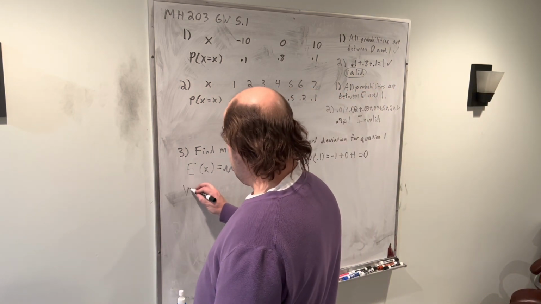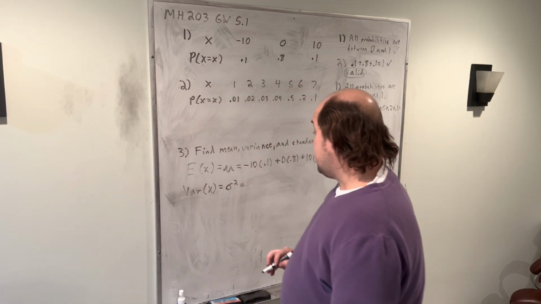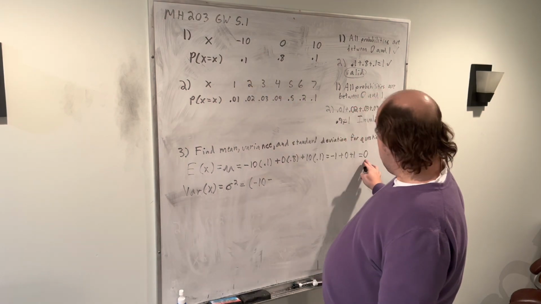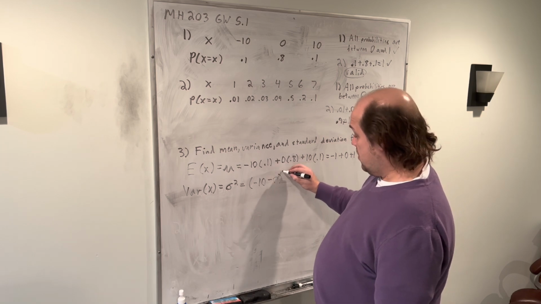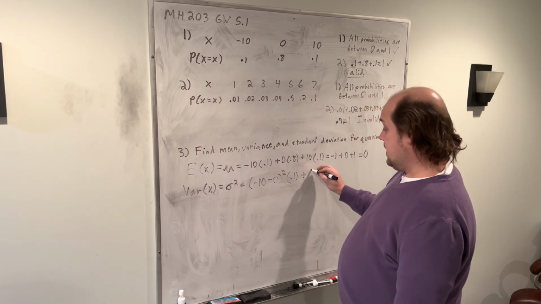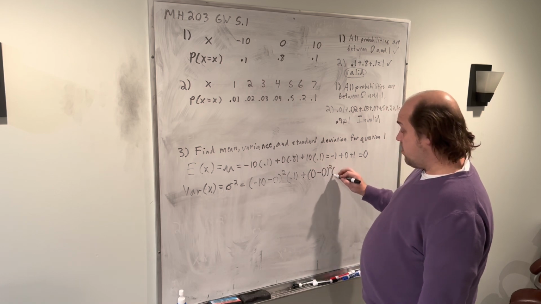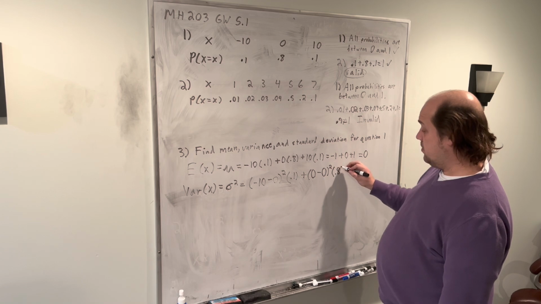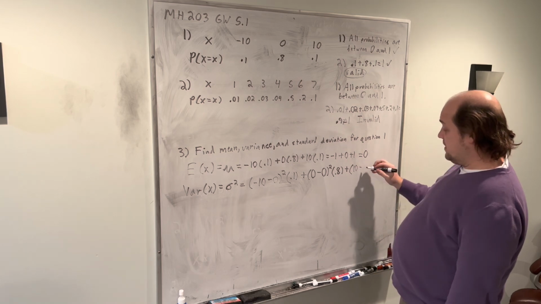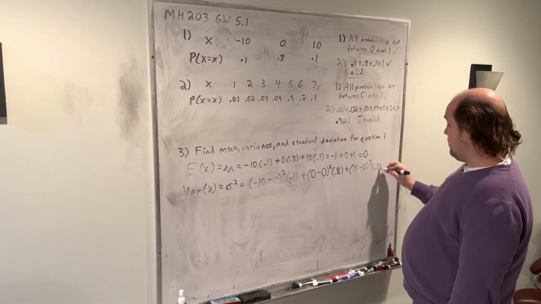The variance of a random variable x, or in other words, sigma squared, equals the x value in question, in this case negative 10, minus the mean that we calculated above, 0, quantity squared times its probability, 0.1, plus the next x value, 0, minus the mean, 0, quantity squared times its probability, 0.8, plus the last x value, 10, minus the mean of 0, quantity squared times its probability of 0.1.